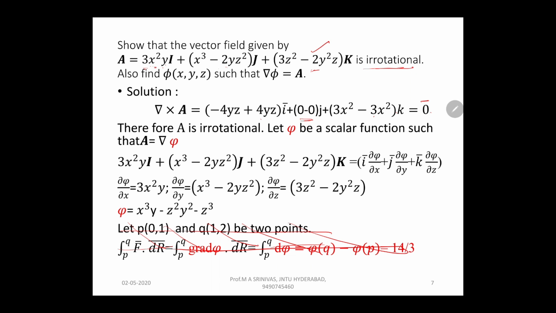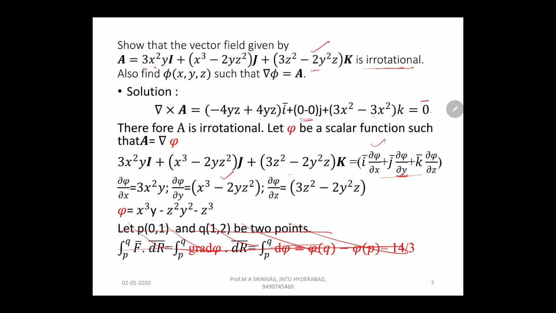When a bar is irrotational, we need to find the scalar potential. If phi is the scalar potential, as I said, the procedure is the same. We need to find grad phi and equate it to the given vector. The given vector is this, and equate this to grad phi. Compare the coefficients. Dou phi by dou x is 3x square y. The j bar coefficient is x cube minus 2yz square, this is dou phi by dou y. This is dou phi by dou z. From that, we need to find phi.